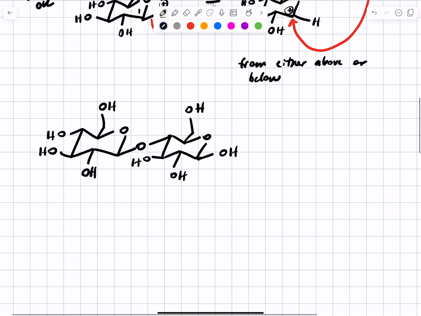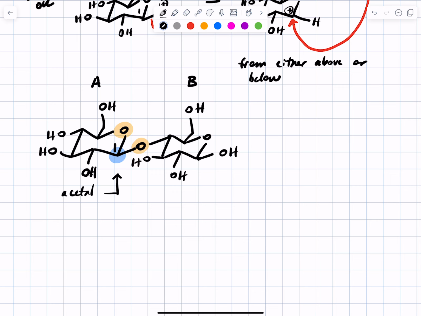Okay, so take a look at that carbohydrate. We'll call this end A and we'll call this end B. Which one of those two, A or B, is an acetal? A. C1 in A is the acetal, right? You can tell that's an acetal because the two oxygens attached to the anomeric carbon, carbon 1, are both OR groups, okay? So A has the acetal.